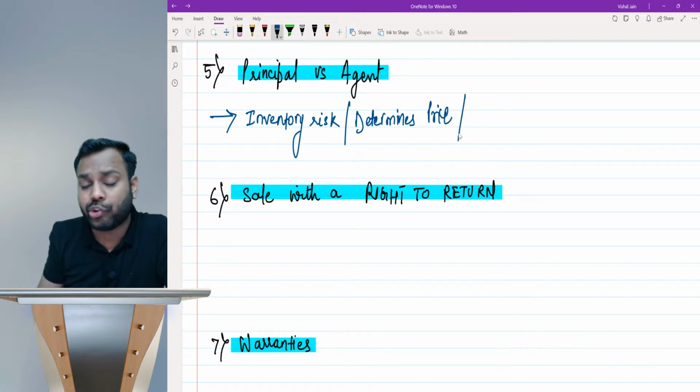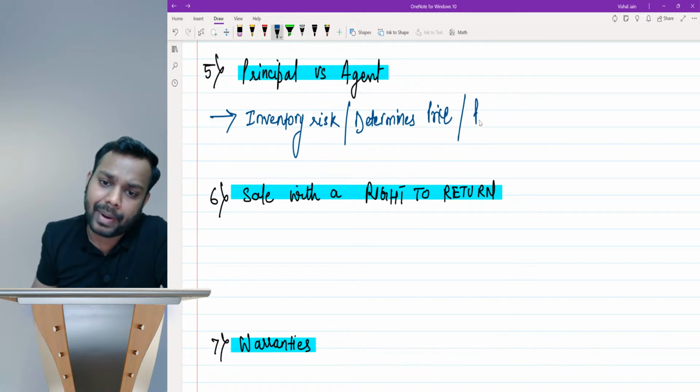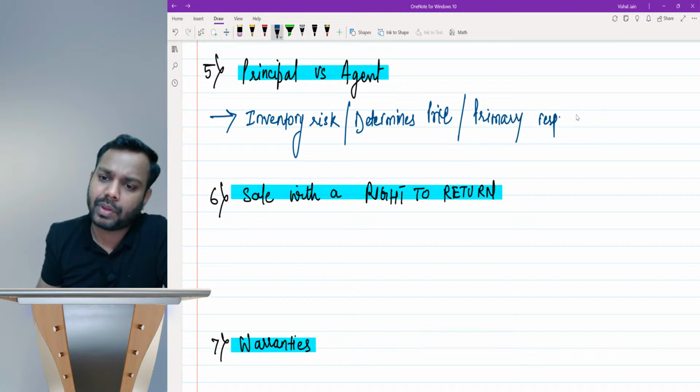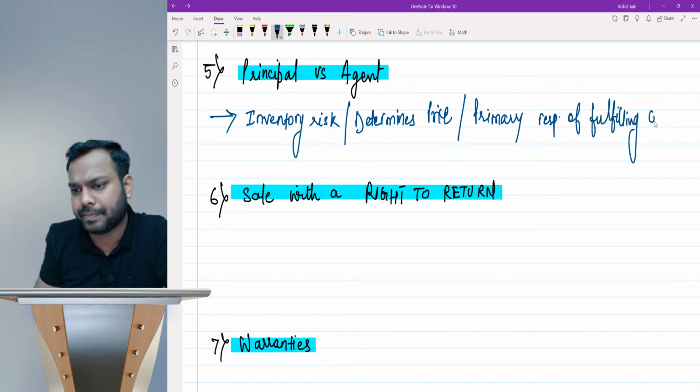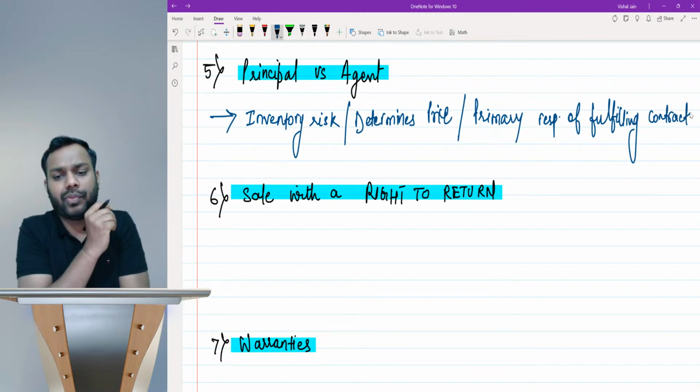And the third and the most important one: who has the primary responsibility of fulfilling the contract? Who has the primary responsibility of fulfilling the contract?